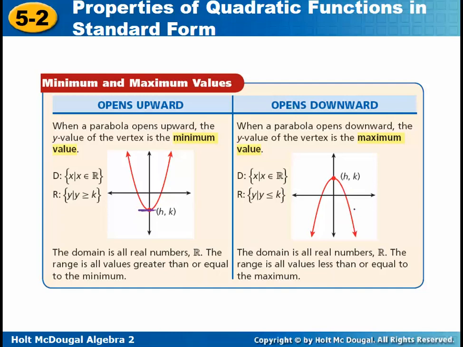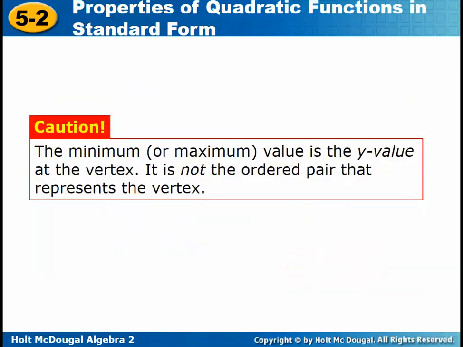If it's opening downward, the domain is still the same, all real numbers. What changes is the range is going to be y is less than or equal to the y coordinate of the vertex. So in the first example, this is a minimum point. In the second example, this is a maximum point. You need to know your minimum and maximum a lot of times in problems. So the minimum or maximum is the y value of the vertex. It's not the vertex itself, just the y value.